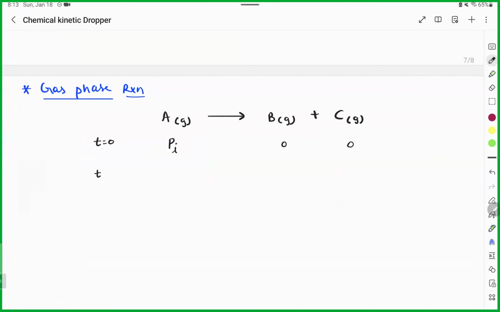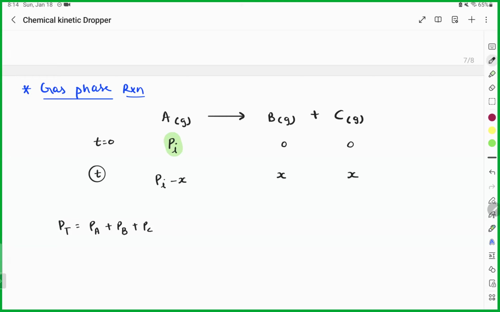So sir, here you have the initial pressure of A gas. When you had only A, there was no product. Now the reaction will proceed, and at any time t, some of the product will form. For example, B product has pressure X, C product has pressure X. Then the pressure of A will be Pi minus X. Understood? Any doubt? If you calculate the total pressure, it will be simply the addition of pressure by A, pressure by B, and pressure by C.